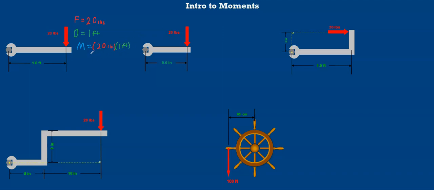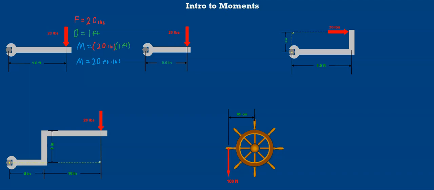We get a moment of, hopefully you don't need a calculator to figure this out. We say 20 times 1 is just 20, and feet times pounds is just foot-pounds. And so we get a total moment of 20 foot-pounds applied to this wrench. And so let's go ahead and give this second one a try.